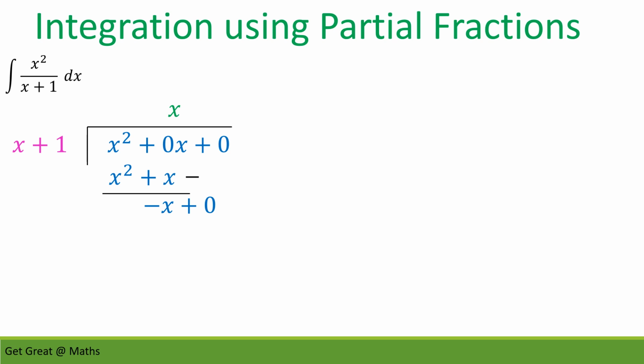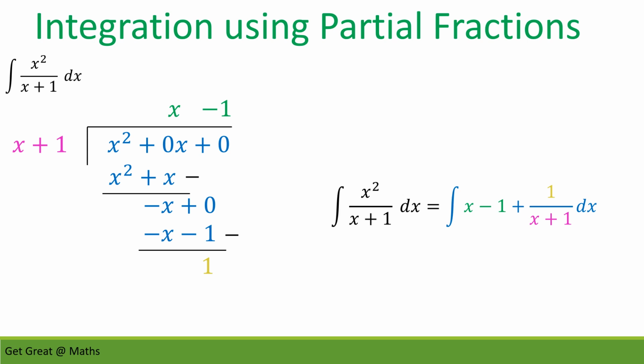And now say how many times does plus x go into minus x? So x into minus x goes minus 1. So minus 1 times x gives me minus x. Minus 1 times the pink 1 gives me minus 1. I can subtract these and gives me 1. So to write this expression in partial fractions now, the bit at the front, x minus 1, is called your quotient, and the 1 at the bottom in yellow is called your remainder.